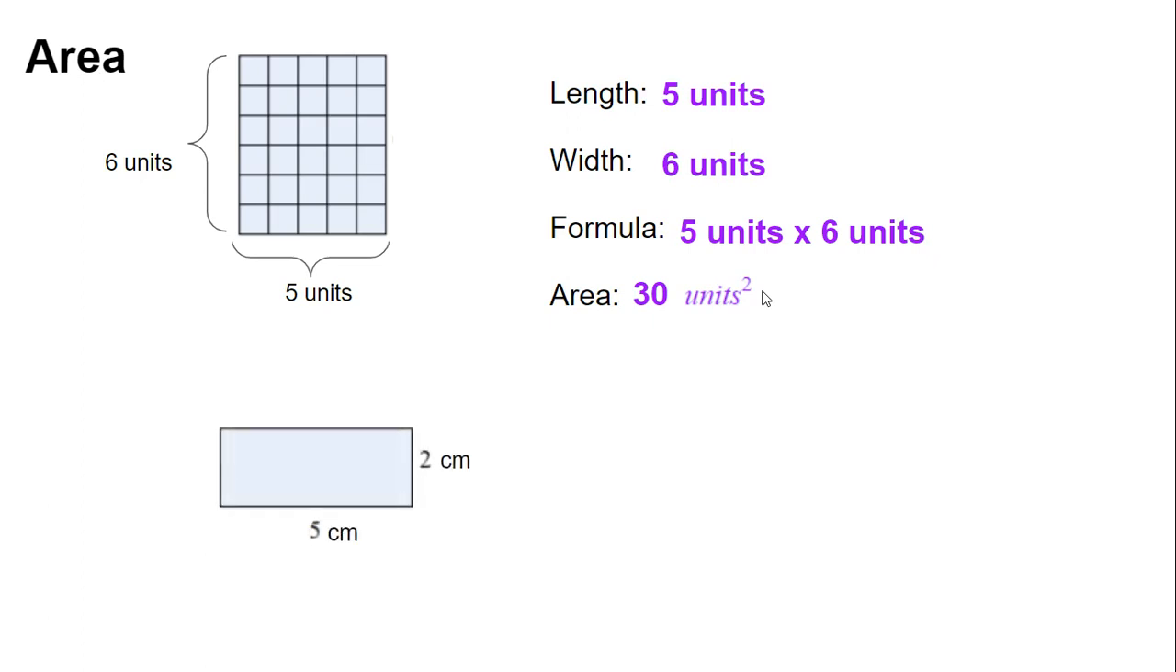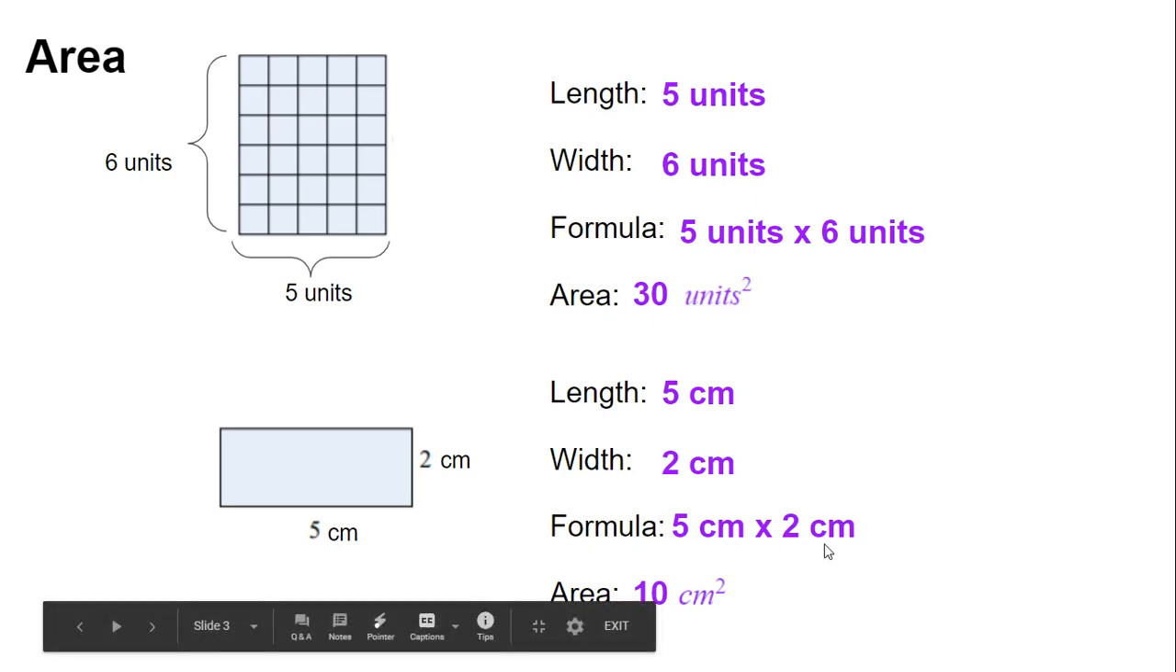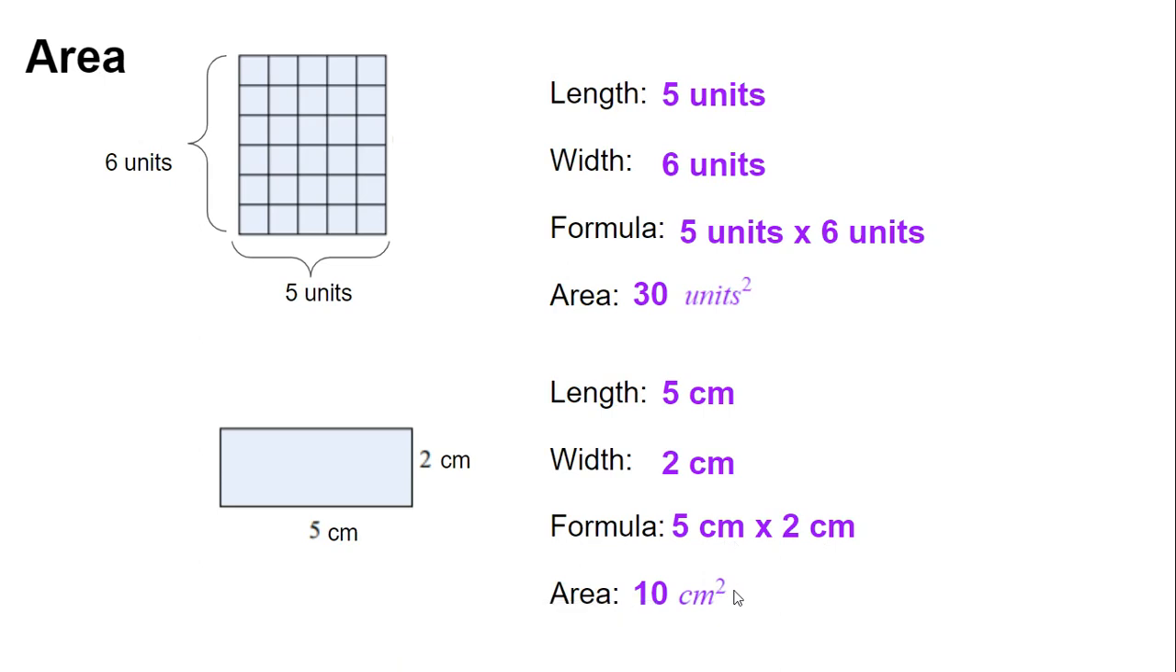Let's do one more review of area. With this rectangle, we have 5 centimeters by 2 centimeters. Our length is 5 centimeters long, and our width is 2 centimeters. Remember, to find the area, we multiply the length times the width. So 5 centimeters times 2 centimeters. 5 times 2 is 10, and centimeters times centimeters is centimeters squared. Remember, you're multiplying centimeters times centimeters, which is why we have the 2 as our exponent.